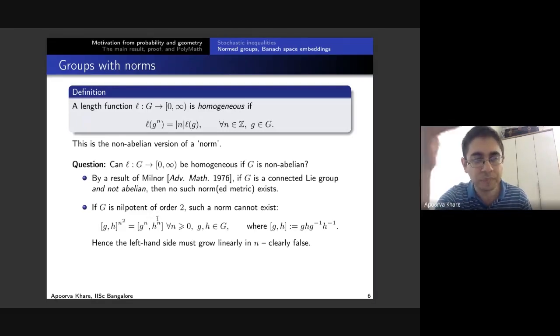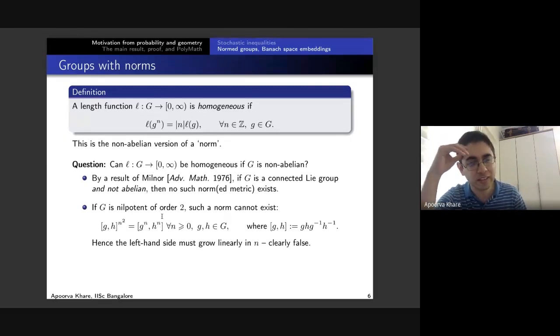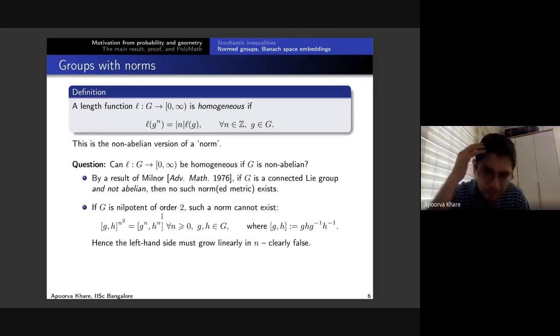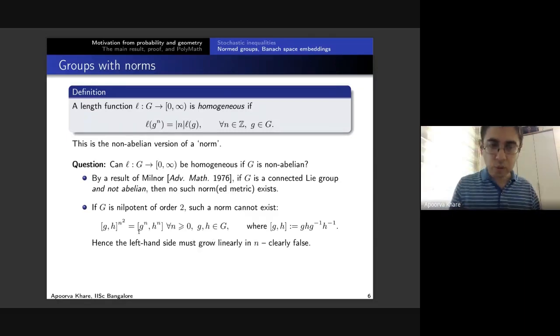It's a linear growth. The growth on the left-hand side is n squared times the length of this. It is quadratic growth. How can a quantity that's growing quadratically be bounded above by a quantity that's growing linearly, the length on the right-hand side? That cannot happen unless the left-hand side is also growing linearly or slower, but this is n squared times something. That means the length of that something must be zero.